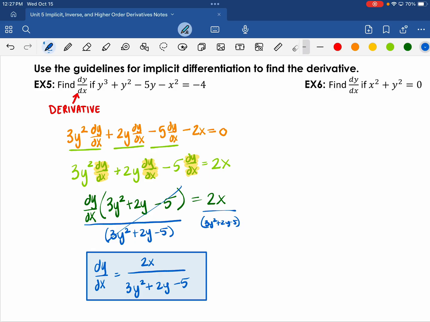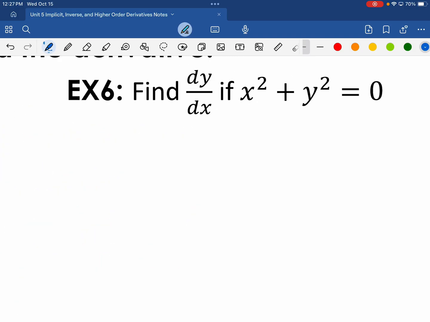Are we doing example 6? Mm-hmm. I used a lot of the room. Example 6 is a lot shorter. Okay. Ready.